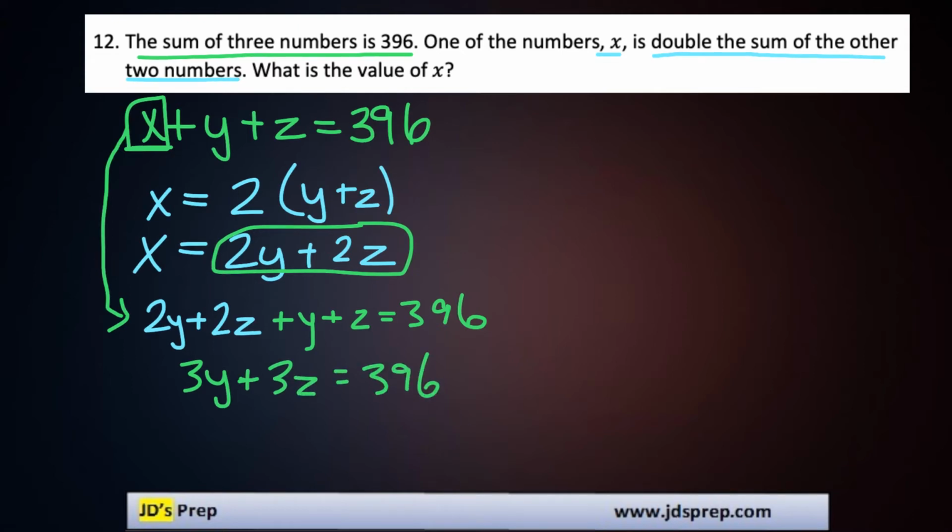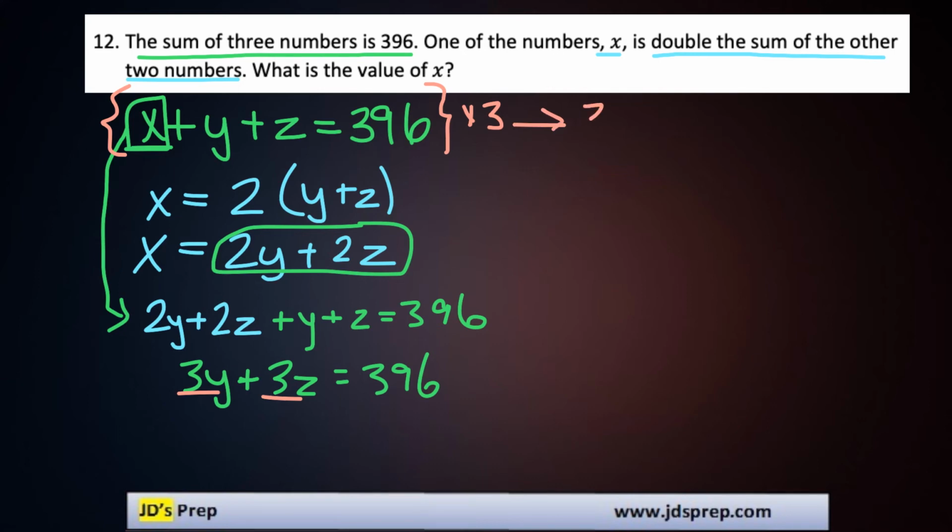Now this can look a bit tricky at this point because we still have two variables, so we can't really solve for them, right? However, what we can do is try to use the elimination method here. Notice that we have a 3y and a 3z. So if we were to take this original equation up here, x plus y plus z equals 396, if we were to multiply everything by 3, then y and z would also have the same coefficient of 3. Let me show you what I mean.